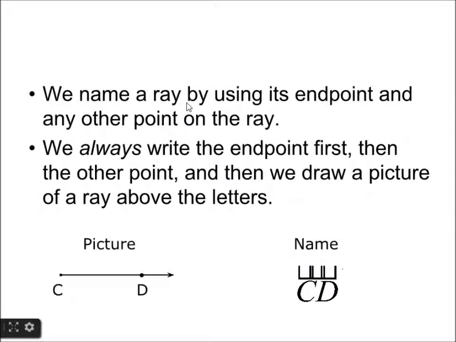We name a ray by using its endpoint and any other point on the ray. We always write the endpoint first and then the other point. Then we draw the picture of a ray above the letters C, D, with an arrow. So these pictures are not coming up properly, so you can just remember CD with a line with an arrow. We denote it like that.